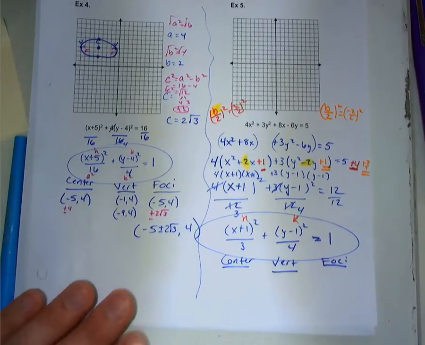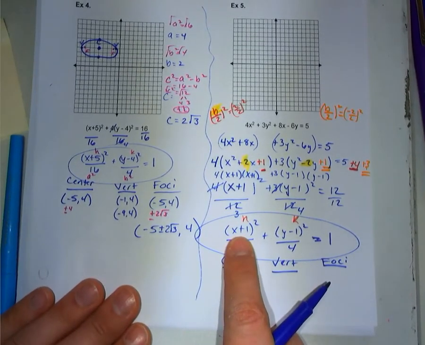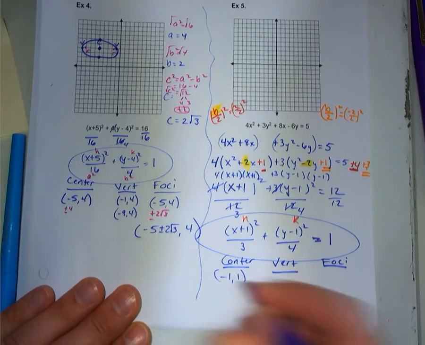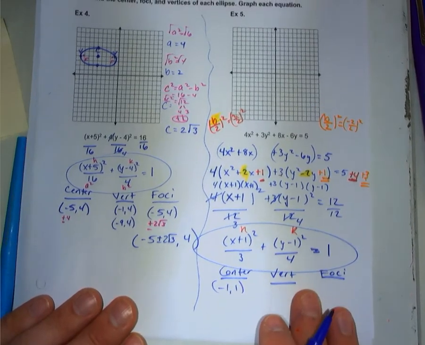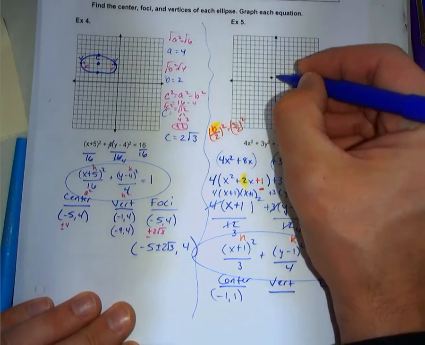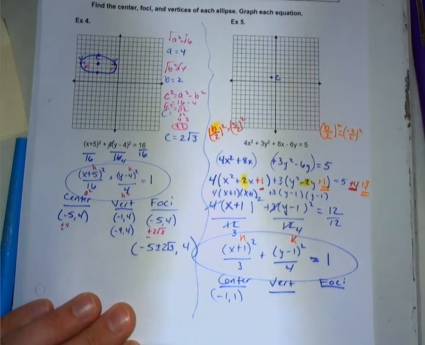All right, here we go. H and K, opposite what you see. Ben, what do you get for H and K? Negative 1, 1. Perfect. So we're back in quadrant number 2 here. I'm going to go over 1, up 1. There's my center. Mark that with a C.